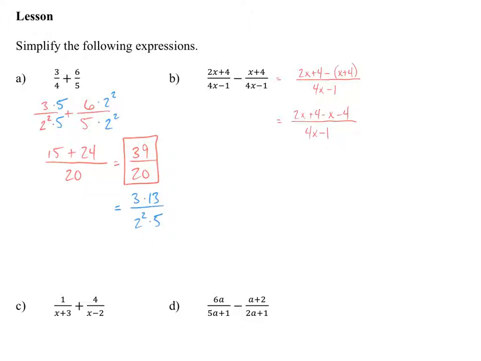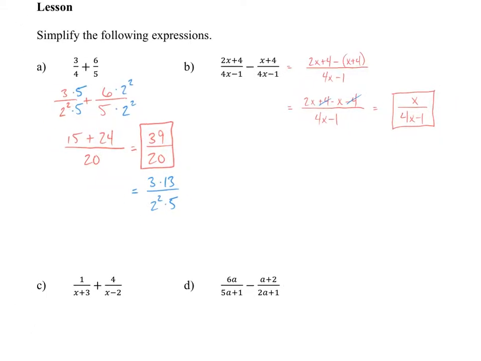All right, now some nice things are going to happen here. 4 minus 4 is 0, and I'll have 2x minus x, so I'll end up with x over 4x minus 1. And remember, there's nothing we can do here to cancel anything, so that's as simplified as that one gets. All right, so that's an example of where we already did have the common denominators. There was nothing that I needed to do to make these two fractions have the same denominator. So I could already just subtract them the way they look right now.